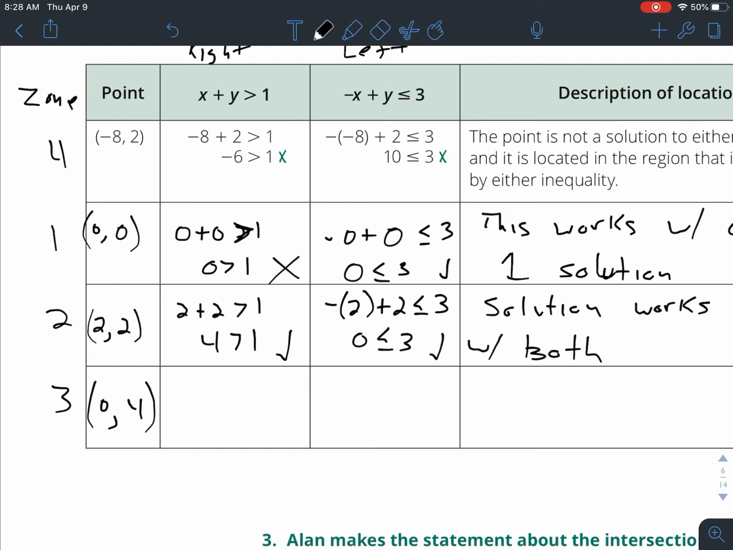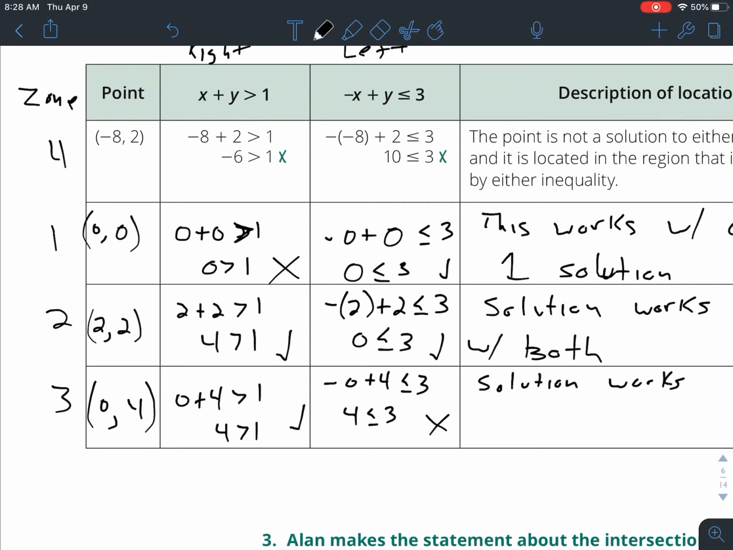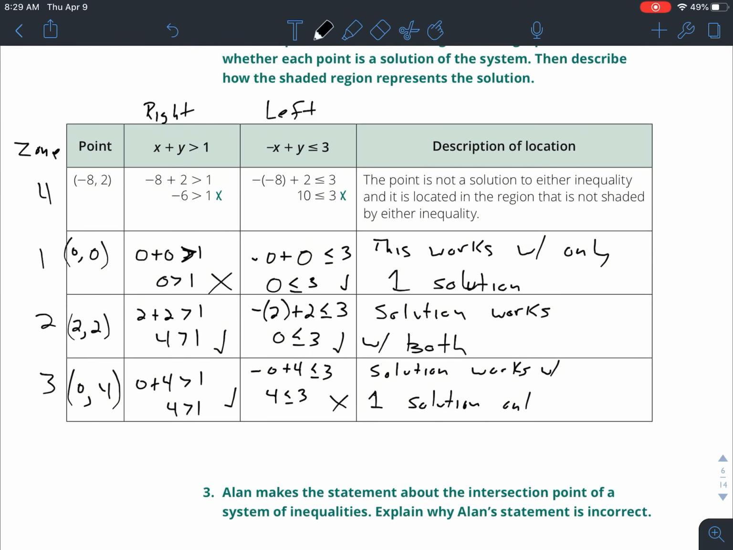We plug these back in. 0 plus 4 is greater than 1. 4 is greater than 1. That works. Negative 0 plus 4 is less than or equal to 3. 4 is less than or equal to 3 does not work. So the solution works with one solution only. So that's kind of an explanation of it.